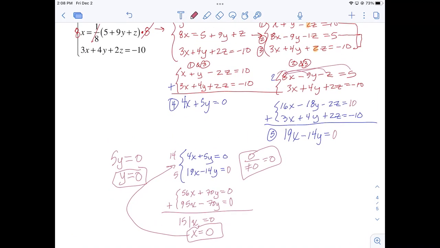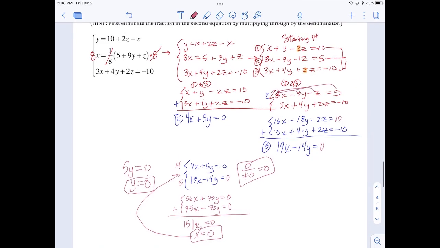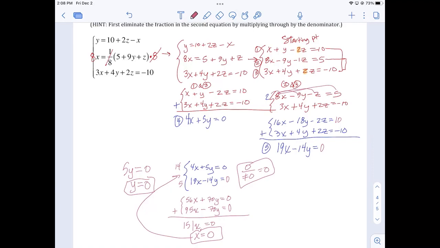Yeah. But there's another letter to find. Now I got to find z. So I think I'm going to plug back into this one up here, the original. So I get y, which is 0, equals 10 plus 2z minus 0. So I get 2z equals negative 10. And that means z equals negative 5.